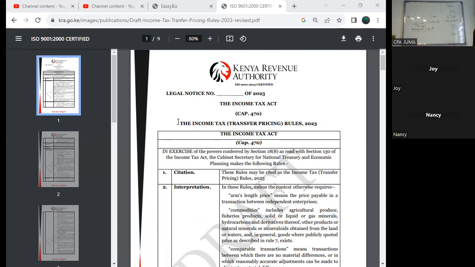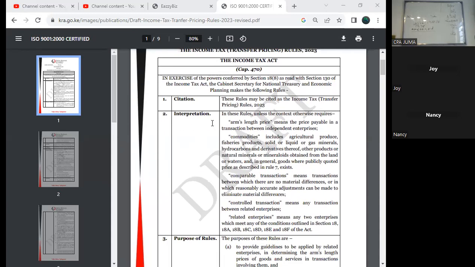That is a legal notice, of 2023, the income tax. You know, this issue of related parties is a concern even to the government. So there are some small terms, you don't bother about the document. In that document which I've shared, there is that number 2 interpretation. There are some interpretations I want you to write for me. I've said those are unstructured notes. I want you to define for me what we call arm's length price.